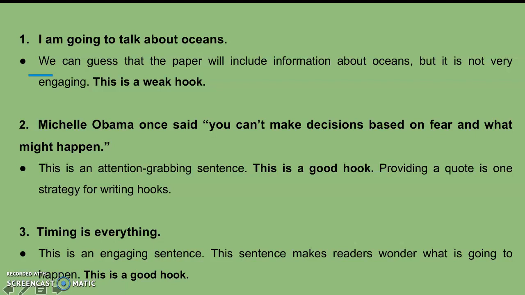The third sentence, timing is everything, also works. It is an engaging sentence. It makes the reader wonder what is going to happen next and makes them want to read your essay to find out more information.